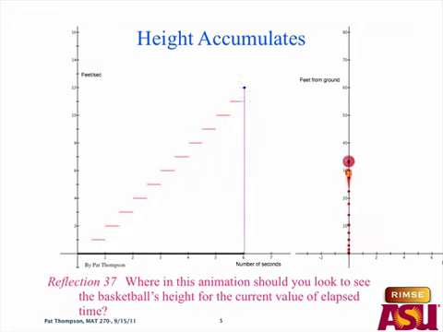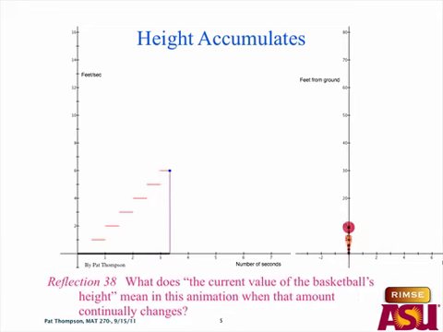Okay, where should you look to see the basketball's height for the current value of elapsed time? The y-axis of the right graph. Yeah, so this is real nice and easy because we're even showing you the ball here, right? So this is showing the height of the ball at any given time. What does the current value of the basketball's height mean? What does that mean if we say the current value of the height?